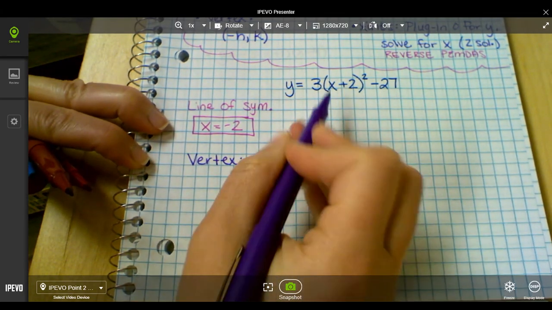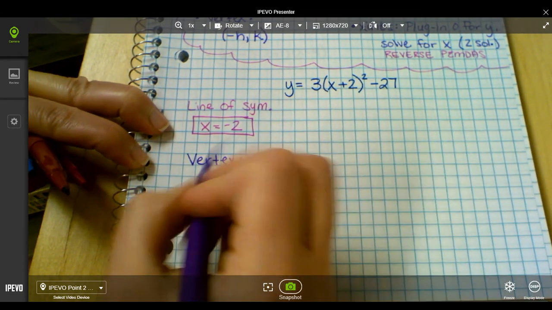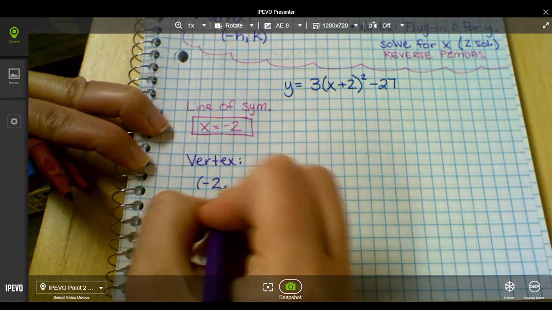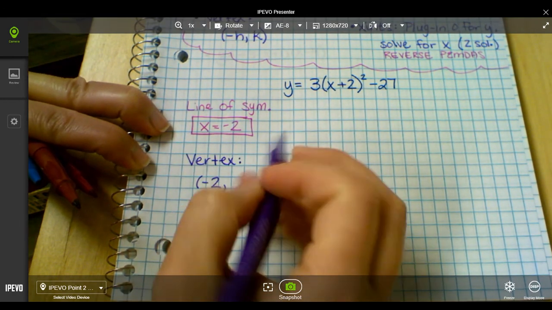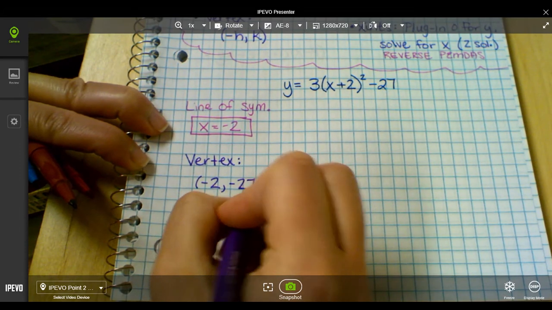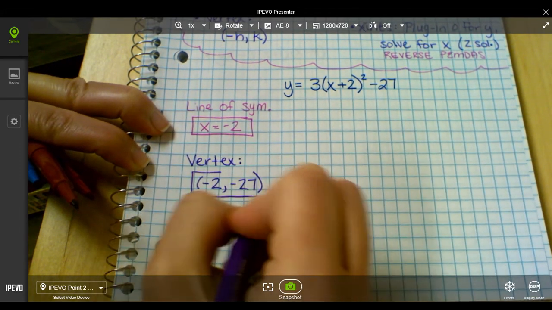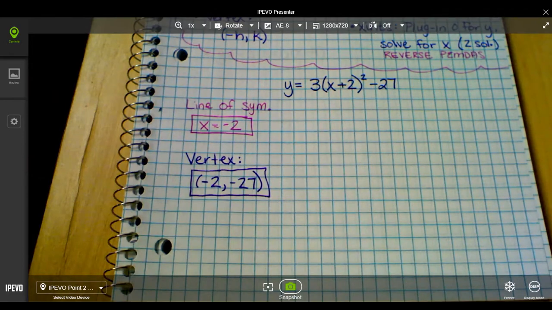My vertex is the opposite of h, and then whatever k is. So my vertex is going to be negative 2. Again, those always have to match with my line of symmetry. And then my k is just negative 27. And boom, just like that, done. So there's always easy parts to these guys.